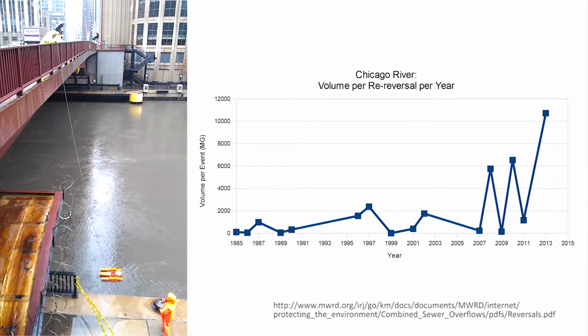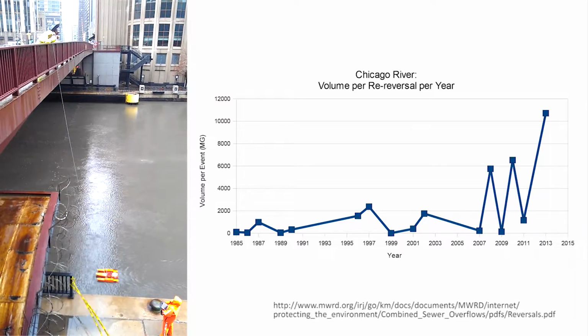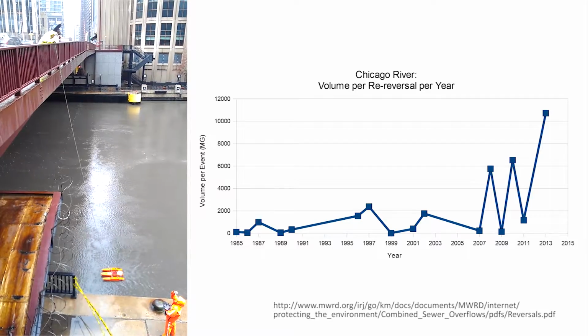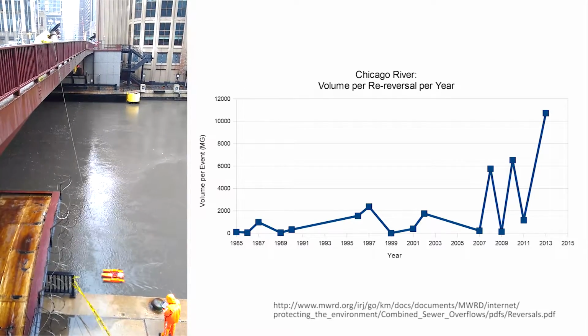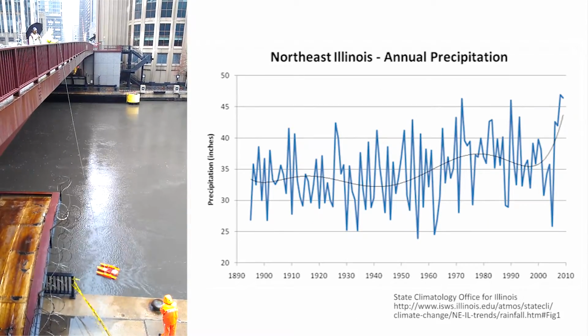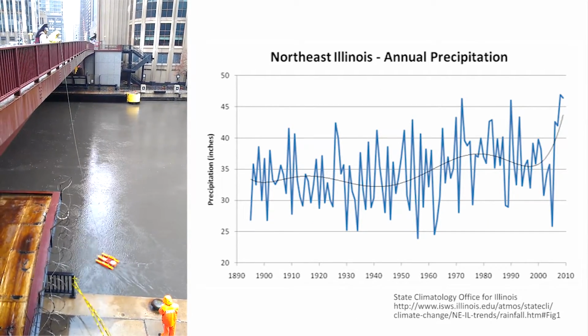Shown here is a graph of the flow rate of each reversal since 1985. Each positive value indicates a year where the locks were opened. Although the data doesn't go back very far, there is a slight indication that flow rates are increasing in recent years. Let's zoom out a bit and look at the region as a whole.